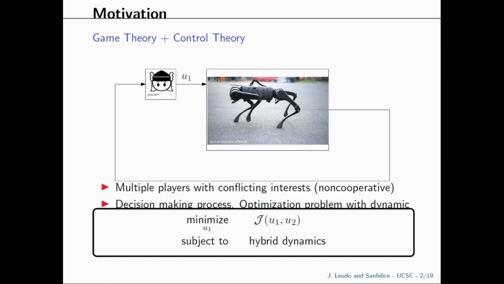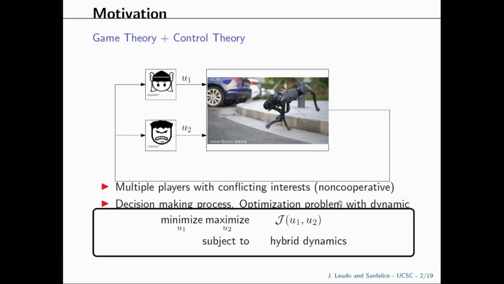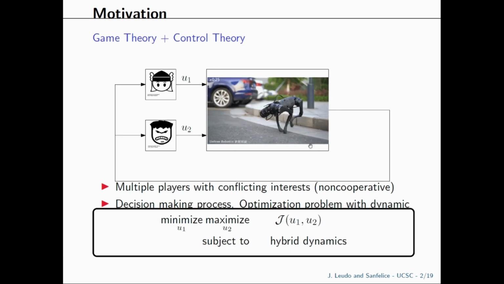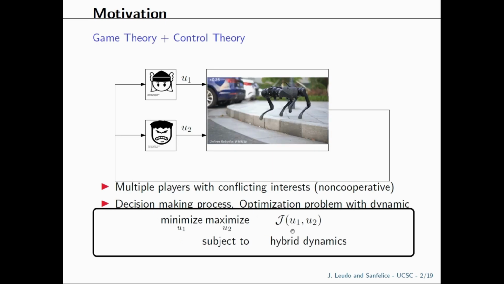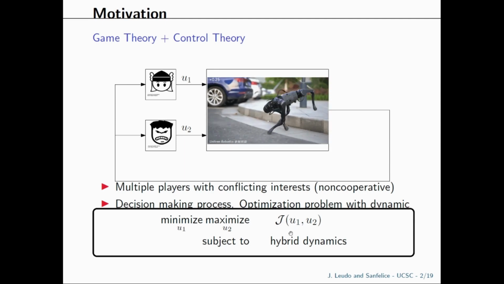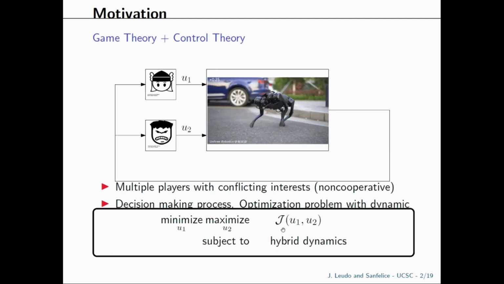Mathematically, we model this by one player choosing the control action U1, aiming to minimize a cost J under hybrid dynamic constraints to accomplish a specific task. But we are interested in the case in which there is a worst-case adversarial action that aims to maximize the cost function. And even in that case, with the player that selects U1 minimizing it, the task can still be accomplished.